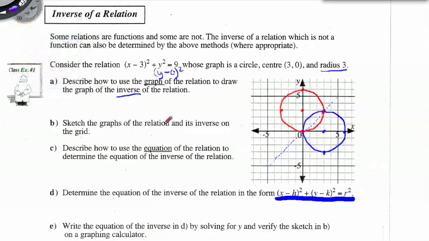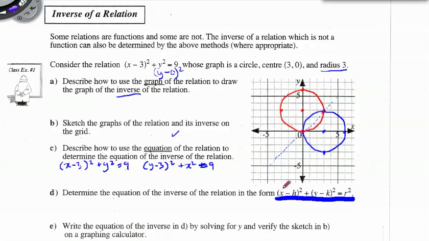And so it says sketch the graphs of the relation and the inverse. We've done that. Determine how to use the equation of the relation to determine the equation of the inverse. Well, simply we switch the x and the y's. If we have x minus 3 all squared plus y squared equal to 9, the inverse becomes y minus 3 all squared plus x squared equals 9.